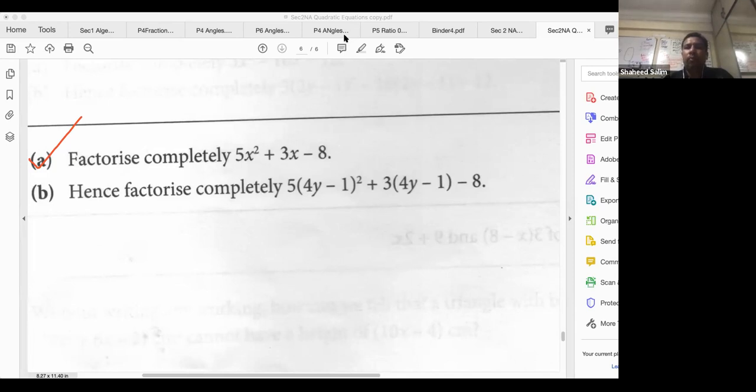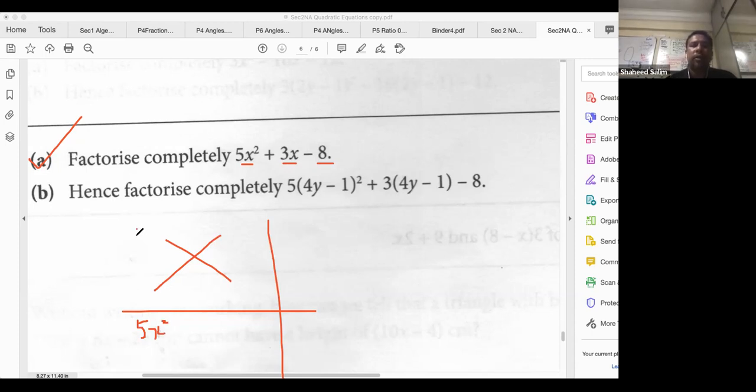Okay, Ryan, this one is completing the square, right? Because there's x squared, there's x, there's a number. So you tell me now, Ryan: what times what equals 5x squared? 5x. Nice. Okay, good. So there's only one possibility, right? 5x times x. Okay, good.